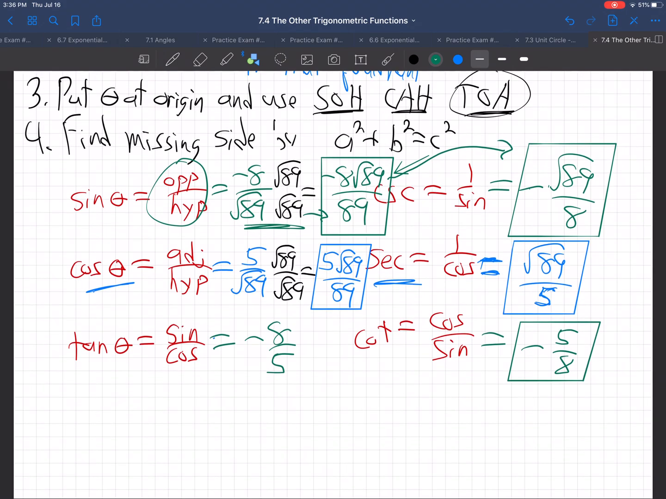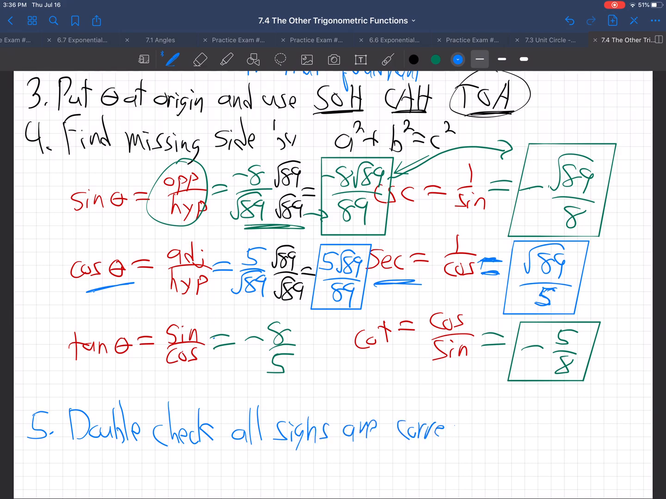Now, it's good to double check. Let me write, whoops, that's not very good writing. Right, step 5. I'm still writing badly. Let me try to switch the pen. There we go. All right. Double check. This is kind of important. A lot of people get messed up here. Double check all signs are correct by the all students take calculus sign check thing. You know what I mean?